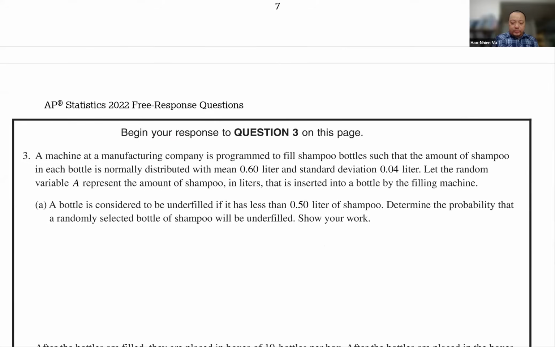All right, now moving on to question 3. A machine at a manufacturing company is programmed to fill shampoo bottles such that the amount of shampoo in each bottle is normally distributed with a mean of 0.6 liter and standard deviation of 0.04. Let the random variable A represent the amount of shampoo in liters that is inserted into a bottle by the filling machine.